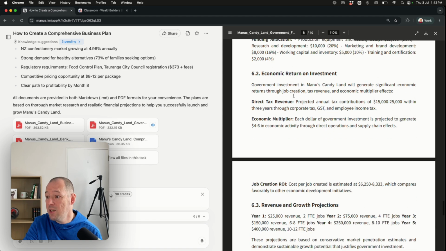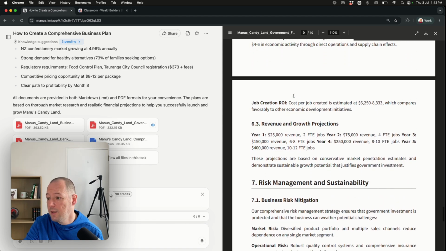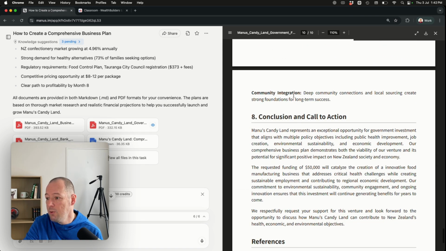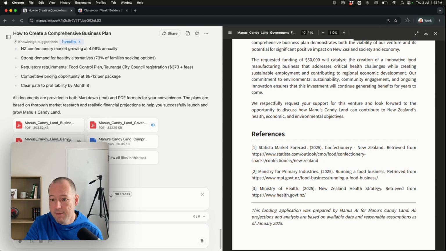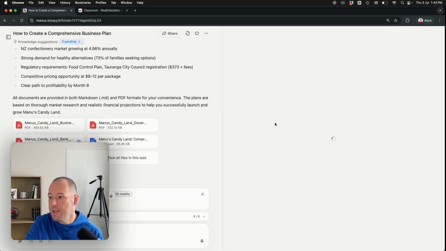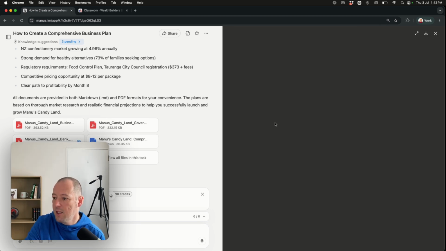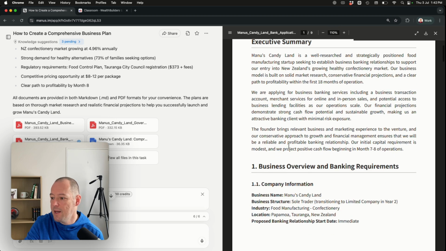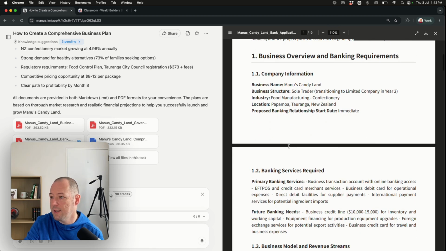Because you're sitting on a gold mine with that business idea here. This is really, really good stuff. Now let's have a look at the last document. This is the one for the bank. I think that shouldn't be that much different compared to the government one. It's a bit shorter, I think.